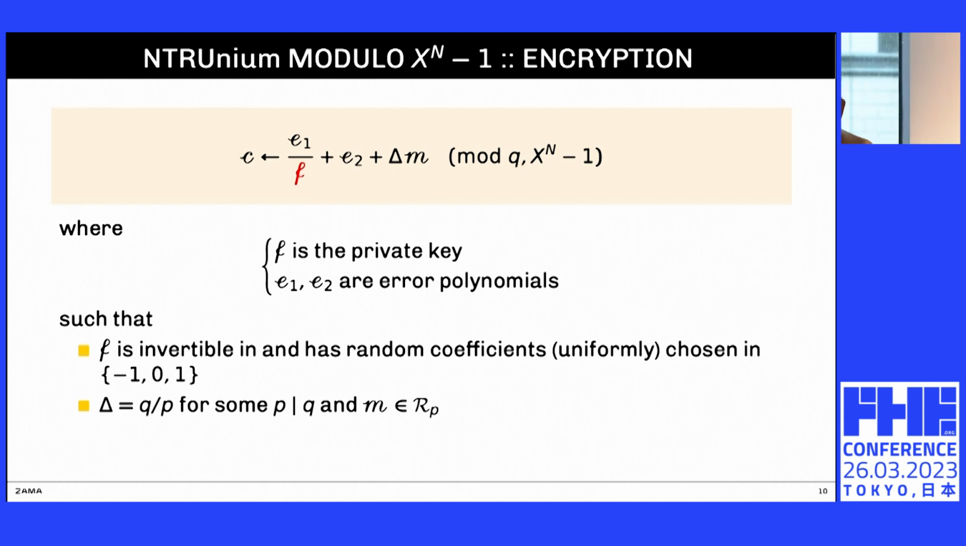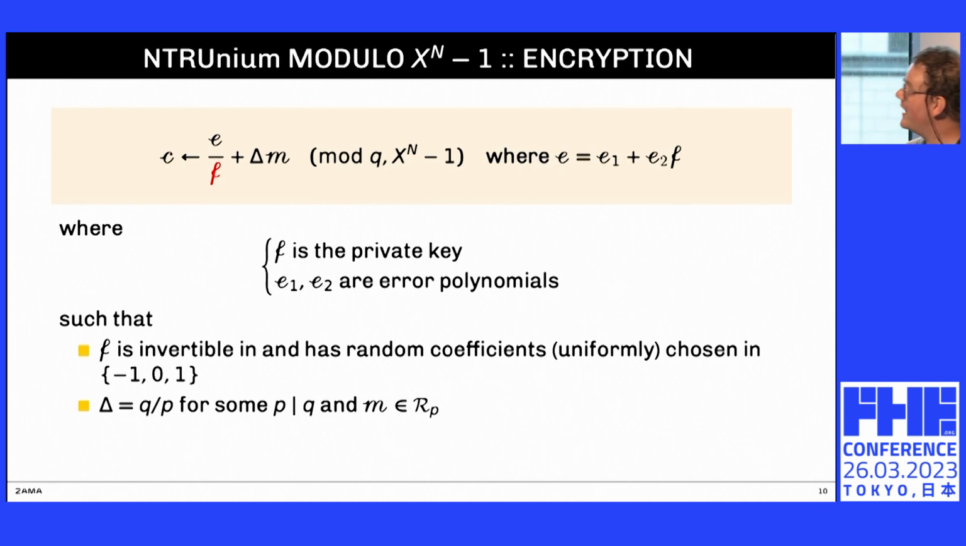So I will just simplify a little bit the expression for the ciphertext. I'll define E as E1 times E2 times F, and then we can write the ciphertext in this way, so E over F plus delta times M. Okay, so that's an NTRU ciphertext.